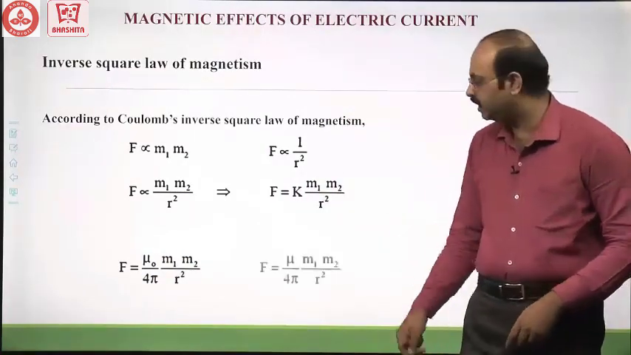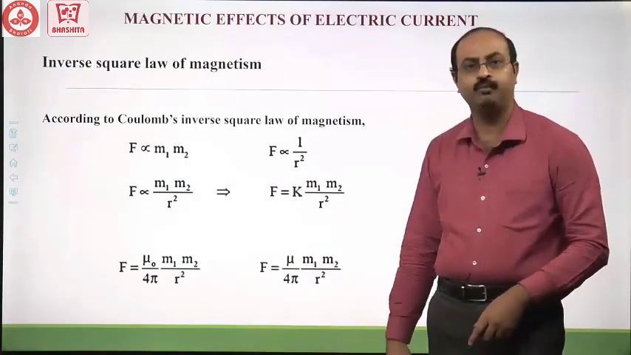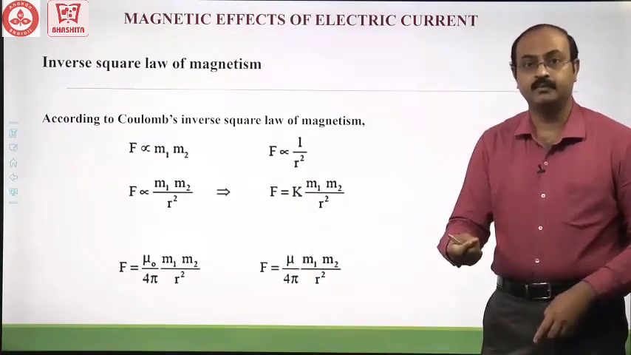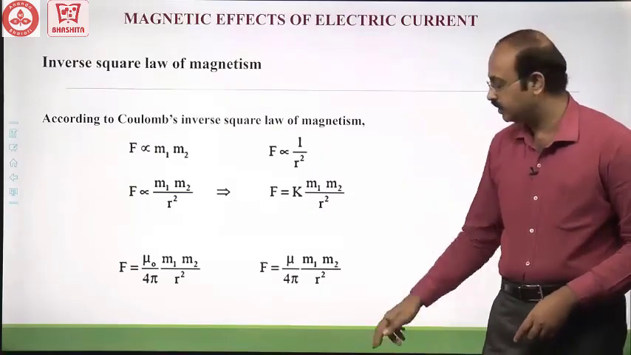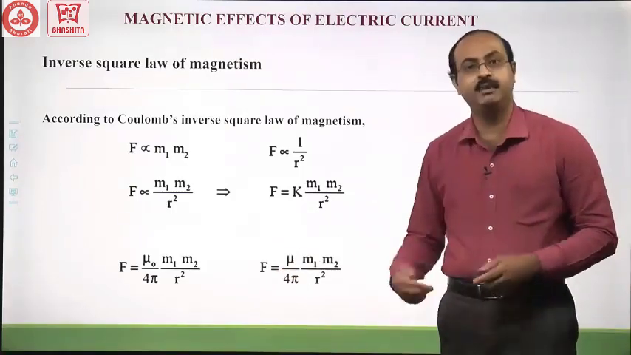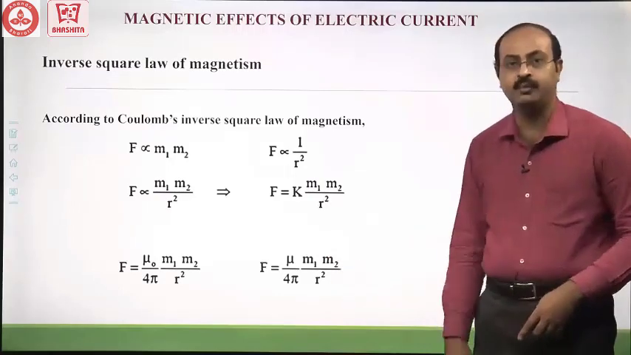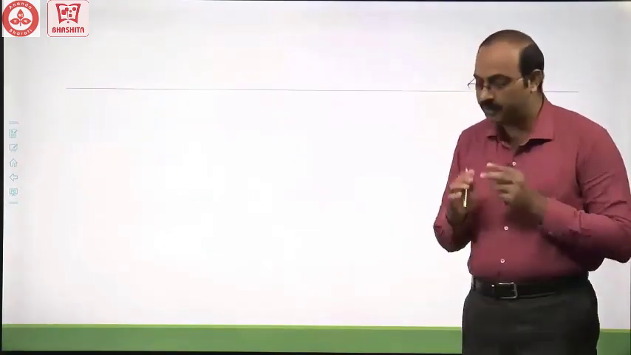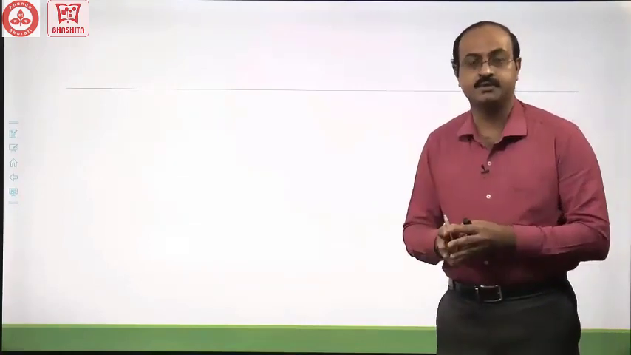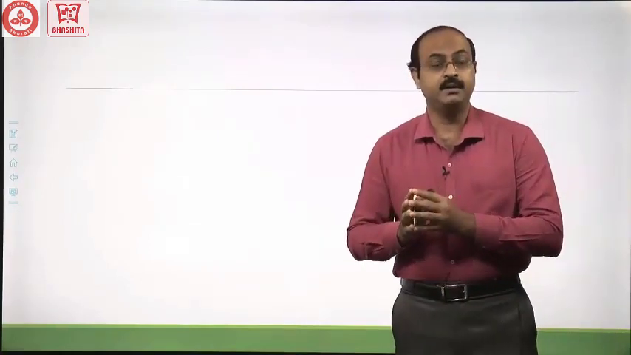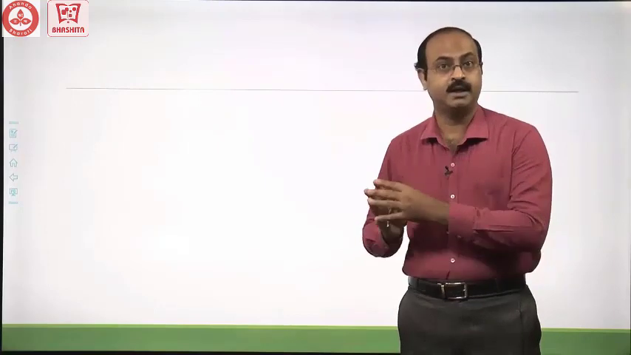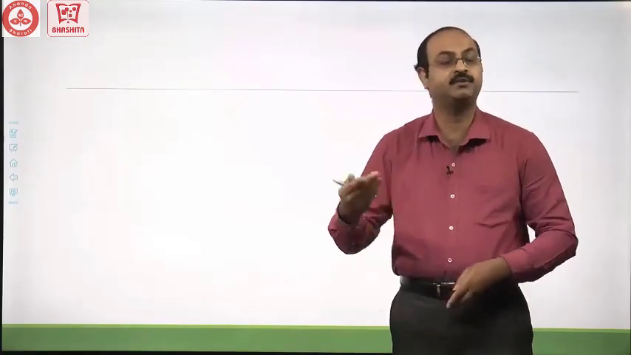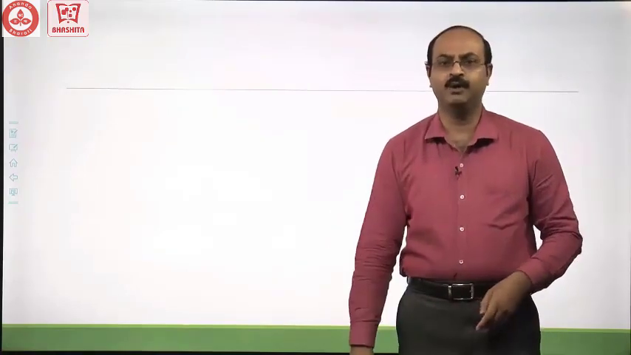In any other medium, the K value will be mu by 4 pi, where mu is the permeability of that particular medium. So the force in any other medium will be mu by 4 pi M1 M2 by R square. Along with clearly remembering the definitions and concepts, please remember the formulae that are coming up, so that you will be able to answer the numerical based questions very comfortably.